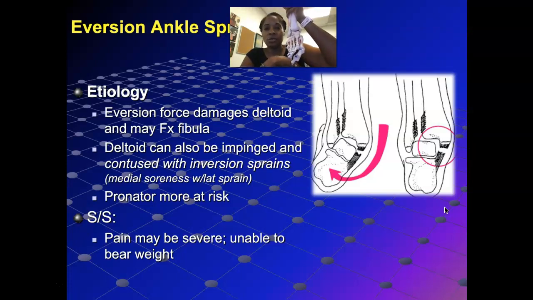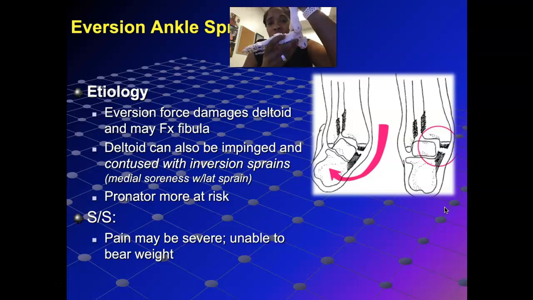The mechanism of injury or the etiology for most eversion ankle sprains is going to be just an eversion mechanism, right? So here, foot moving outward, but it could also be a dorsiflexion eversion mechanism as well, which can cause an eversion ankle sprain. On the opposite end of that spectrum, I do want to draw your attention to the fact that the medial ankle can also become injured in an inversion motion, but that wouldn't be a spraining, it would be more of a pinching, right?